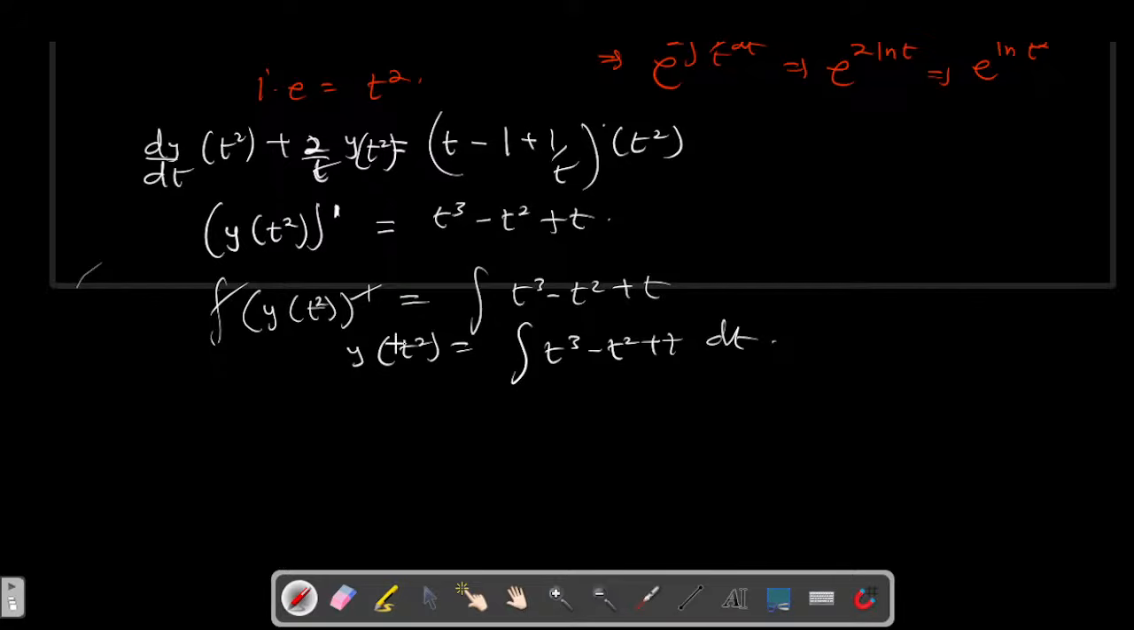So my expression still goes. y multiplying t squared is equal to the integral of t to the power 3 is what? t to the power 4. So it's going to give me t to the power 4 over 4, right?